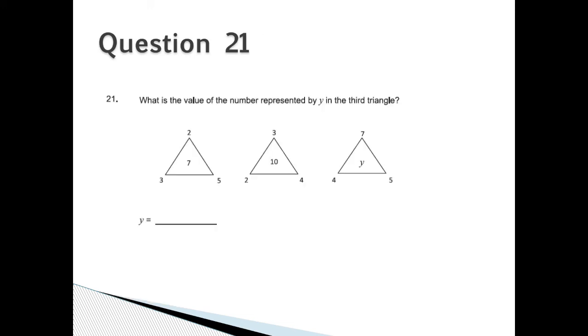Question 21. What is the value of the number represented by y in the third triangle? So we have a triangle that has a 7 in the middle and a 2, 3, and 5 around it. Then we have another with a 10 in the middle with a 3, 2, and 4 around it. And then we have y in the middle with 7, 4, and 5 around it. So the question is, what is the value of y?